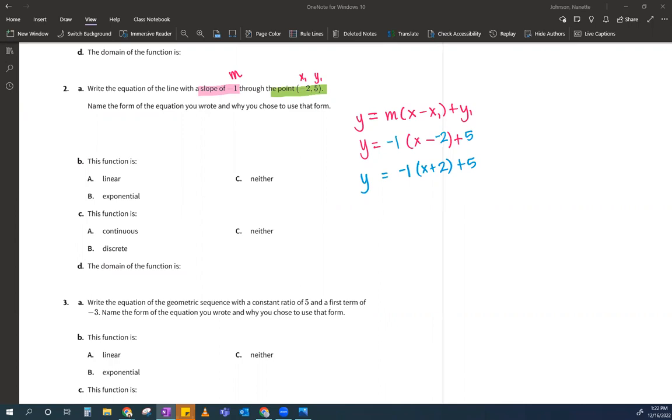Could someone what if they said, no, I really want it in slope intercept form? Could you take this and could you change it to slope intercept form? Absolutely, right? You would multiply out and then you would get it to look like y equals mx plus b. So that's what algebra is. You're manipulating an equation to make it look like how you want.